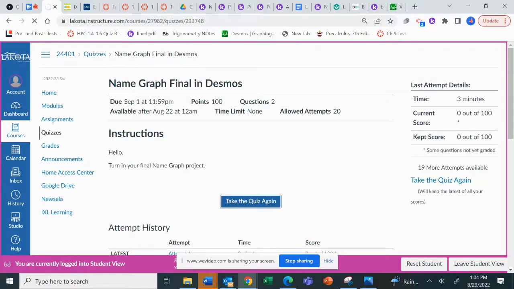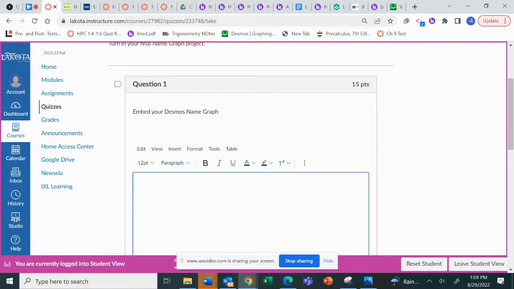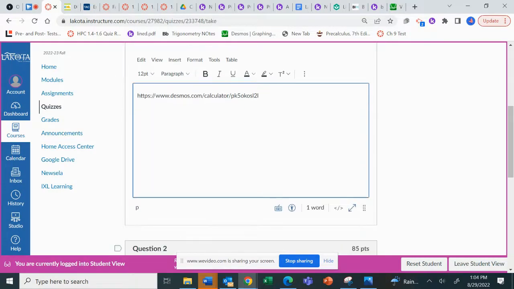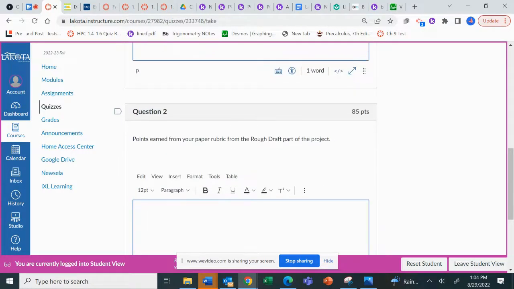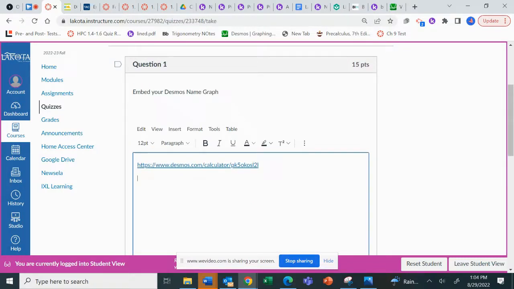Okay, so when you go in to submit it for your final project, it says embed your Desmos graph right here. So you just paste that file. For the second part, points earned from your rubric from the rough draft part of the project, that's the part I have to do. You can guess what you're going to get if you followed all the instructions, but that part I do. So really all you have to do is paste that in there and submit it. And then I get your Desmos graph. Okay.